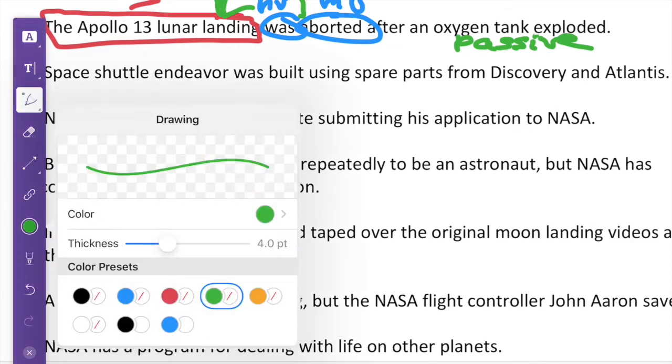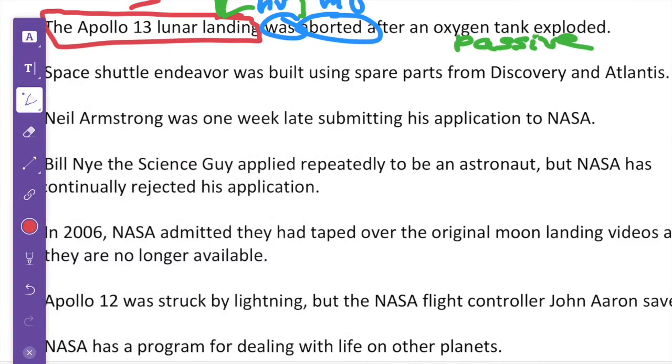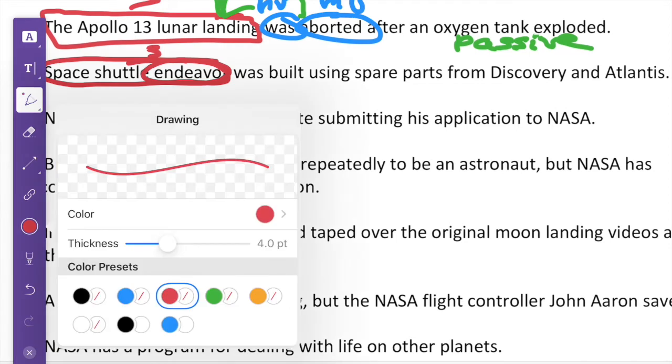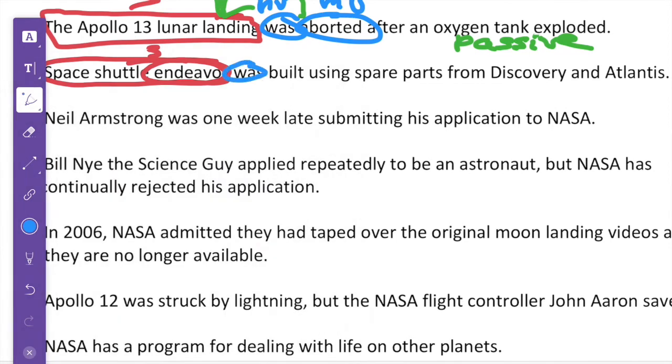All right, let's take a look at our subject here. Endeavor, or we could even put the space shuttle Endeavor. Either one is fine. That's our subject. Now we're looking for our verb, was built. We have a combo. This is our helping verb and our main verb.